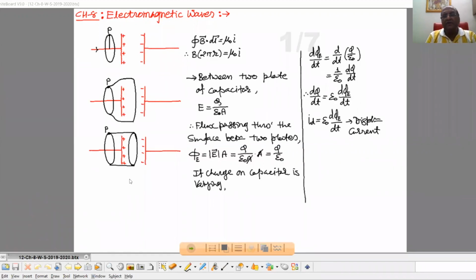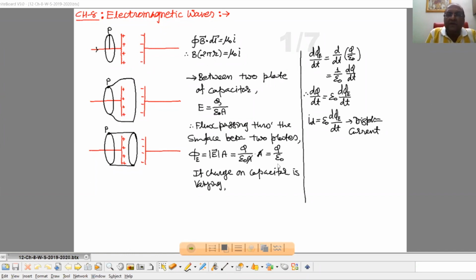But then after what he suggested, see, between two plate of the capacitor, no doubt current is not there, but electric field is there. Now, in chapter number 2, we already studied this thing, electric field between two plate of the capacitor, that is given by E equal to Q upon epsilon 0 A. Clear? Now, flux passing through the surface between two plates, we can write that is flux equal to E into A, area of that particular surface, which one is between two plate of the capacitor. So E, that is Q upon epsilon 0 A into area of that surface, that is Q upon epsilon 0.